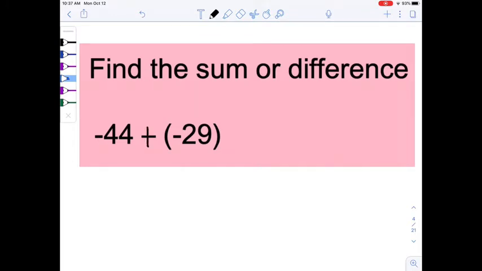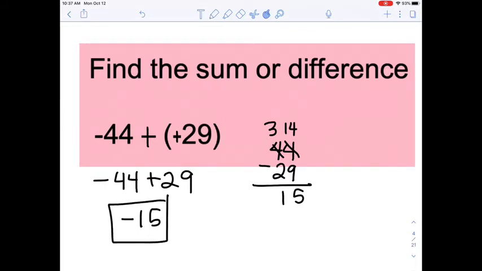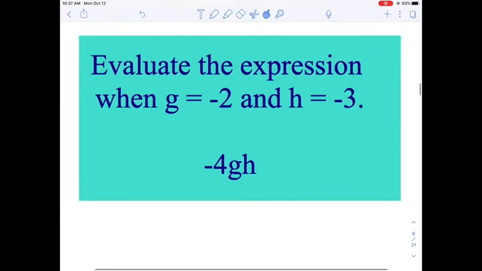This one says find the sum or difference. Here we have subtraction. Whenever we have subtraction, we add the opposite, left to right. So now we have negative 44 plus 29. They have different signs, so I have to subtract: 44 minus 29 gives me 15. And then I keep the sign of the larger absolute value. Negative 44 has a larger absolute value, and it's negative, so my answer is negative 15.